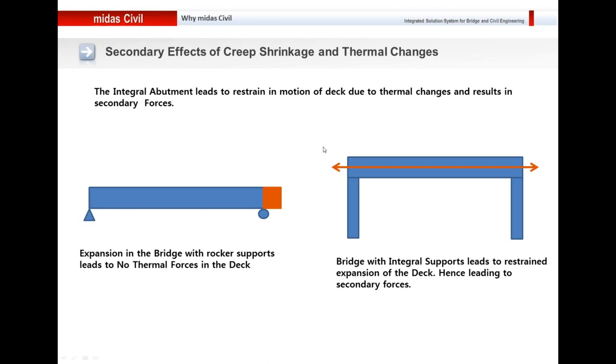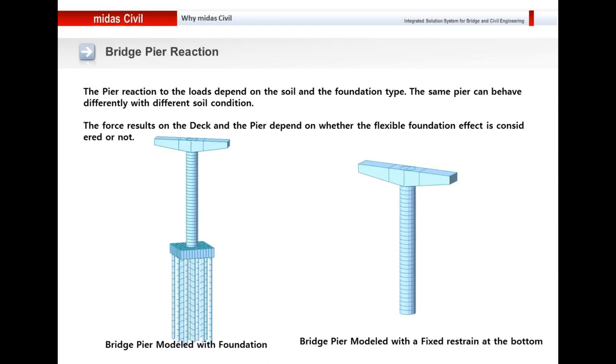When it comes to creep and shrinkage, the bridge tries to shrink or contract. Once again, if you have a simply supported structure, it will simply contract and you would not have any additional stresses. But when you have an integral bridge, the abutment restrains the bridge from contracting. This way it induces secondary forces, and that's why we need to understand the behavior, the mechanism of how the abutment interacts with the deck.